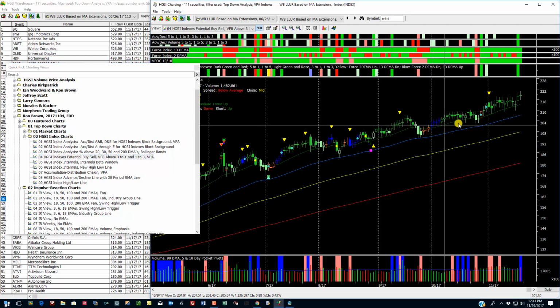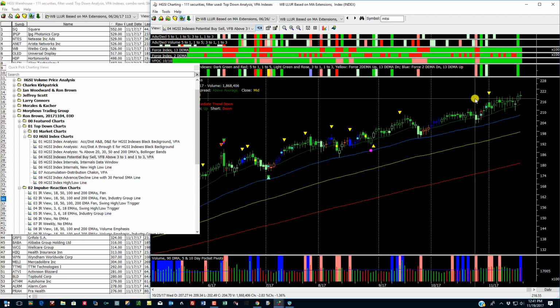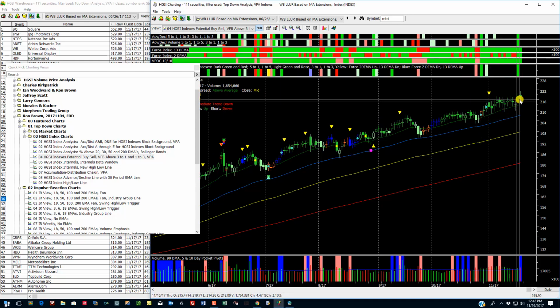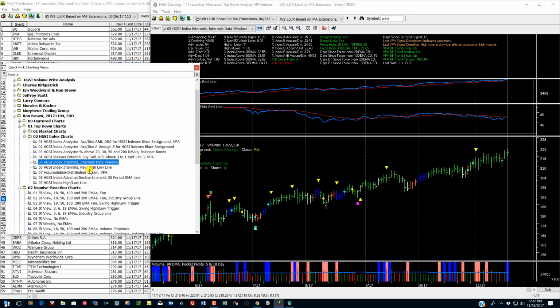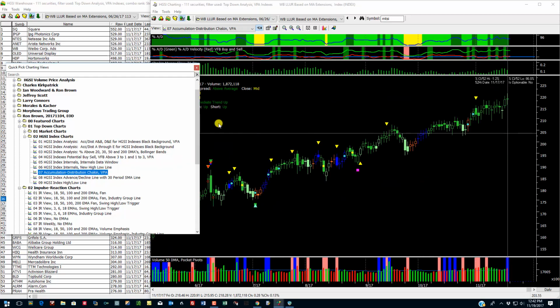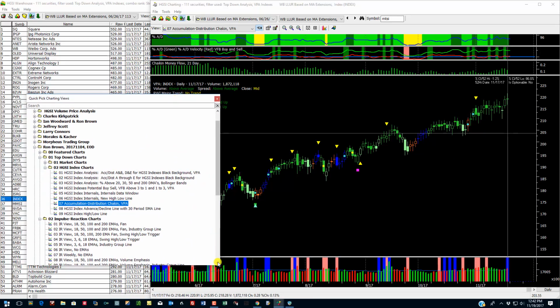These are potential buy-sell signals here. Looks like it got a little weak right here, but it turned right around and had a buy signal again. Here's the high-low line continuing up. This is an accumulation distribution chart that I put together quite a while ago.